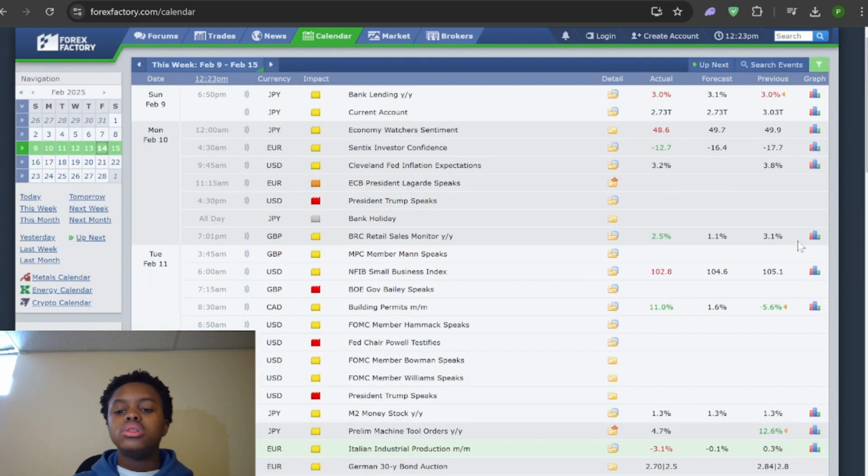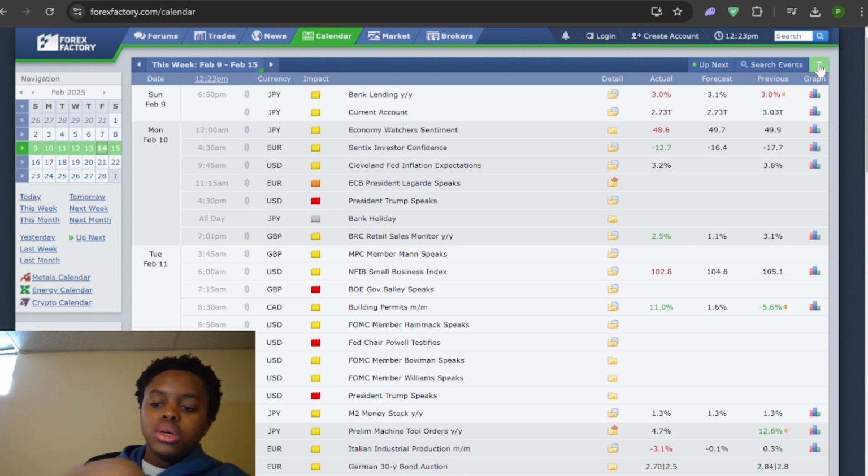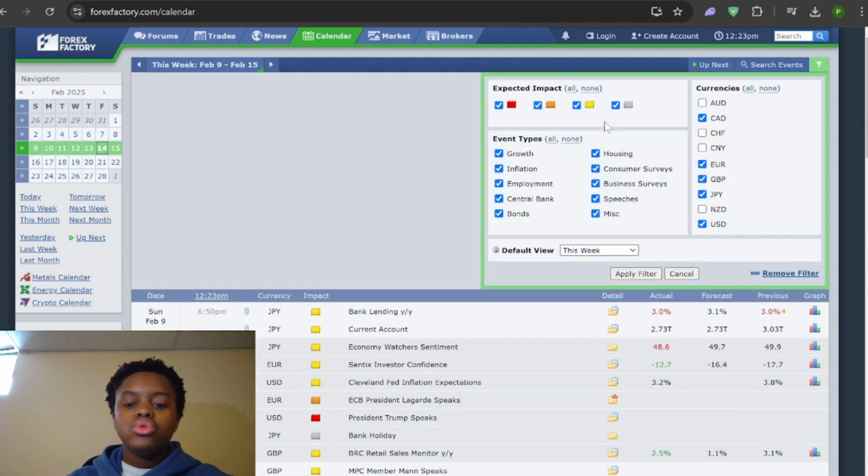So now this is how you do it. Me, I only trade GBP USD, GBP JPY, XAU USD. What else? Euro USD. Yeah, and that is all. That is all I trade, basically. So you're just going to come to this funnel here to apply the filter. So tap it. Exactly. So you see all this.